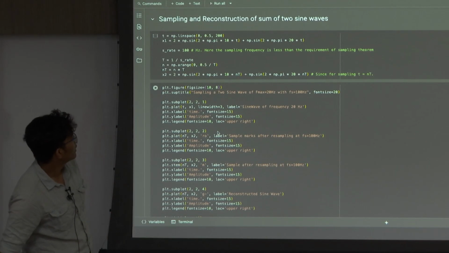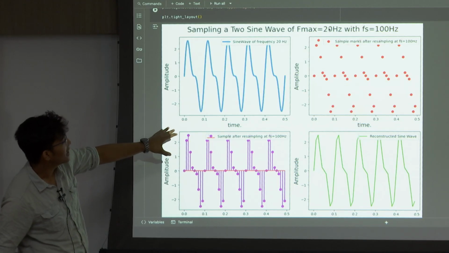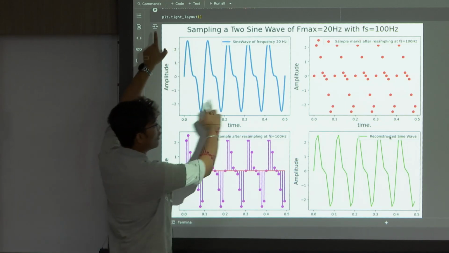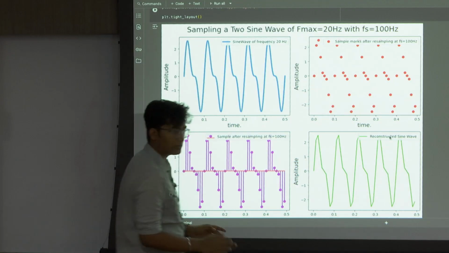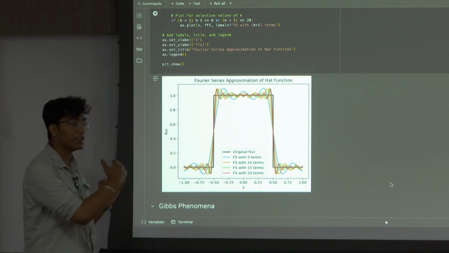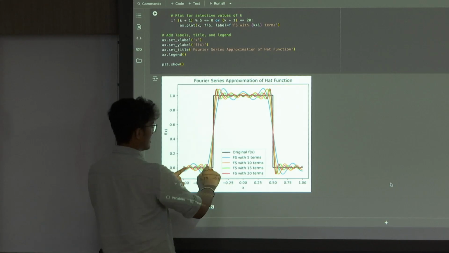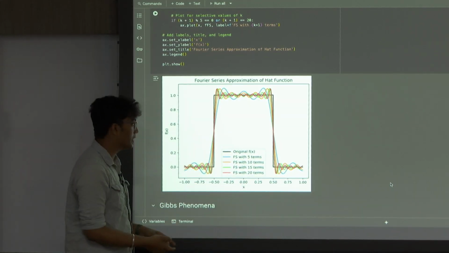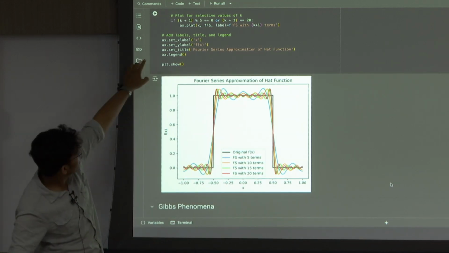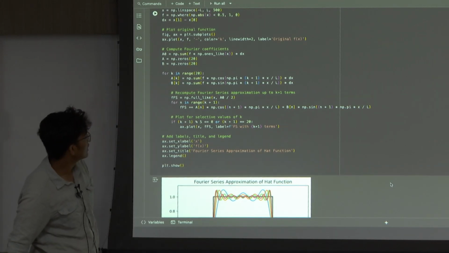And the same sampling and reconstruction of two sine waves. Again, with the same sampling, if f max is 20, I'm using a sampling frequency of 100, which is more than twice, to get around a replica of this. This is for the Fourier approximation: how many terms in the Fourier series can help us replicate this rect one. If this is the original f(x), how many terms would we need to get a replica of this? All of this is coded here. I've put comments so that it will be easier to understand.